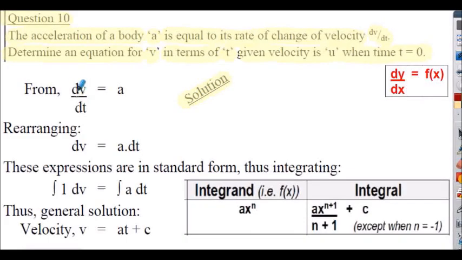We start the problem from the equation dv by dt is equal to a. That was a hint given in the question. Multiplying both sides by dt, dv is equal to a multiplied by dt. Both these expressions are in standard form, so we can integrate directly, using the standard form shown in the table here. On the left hand side, integrating 1 with respect to v, on the right hand side integrating a with respect to t. Our general solution becomes v is equal to at plus c.